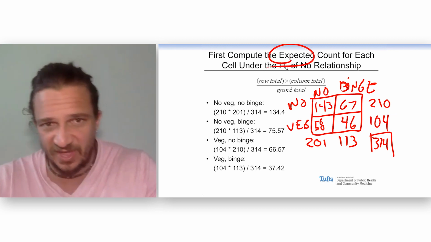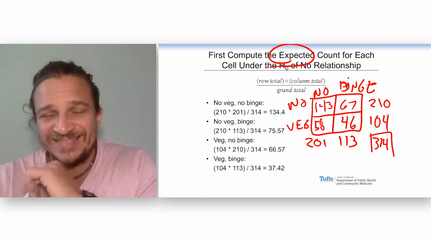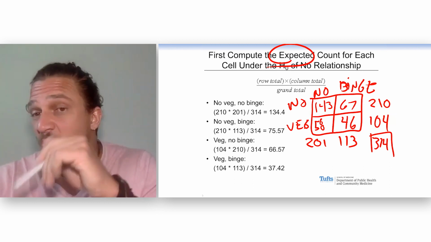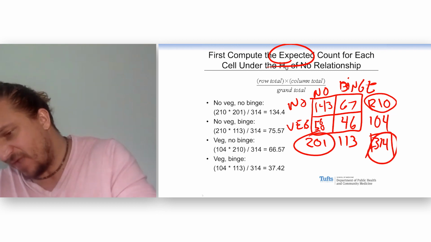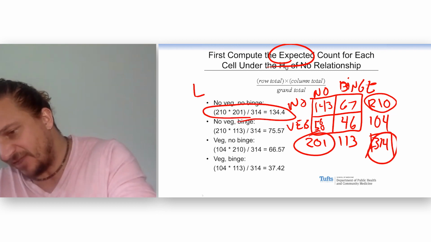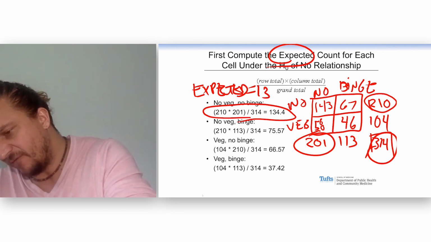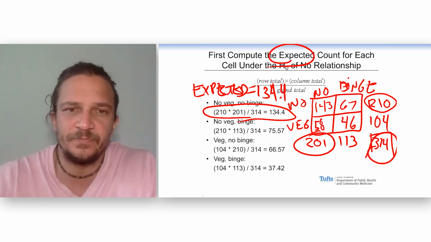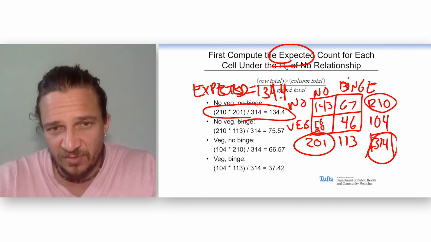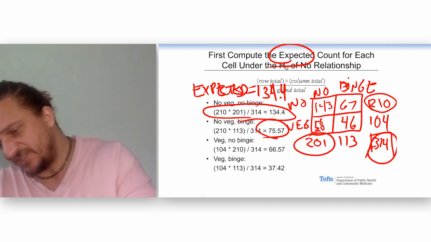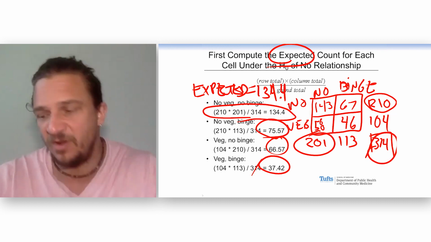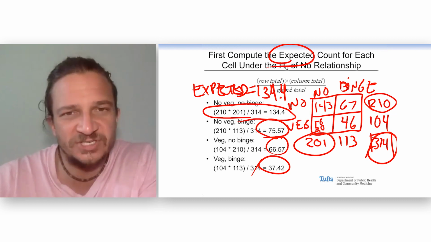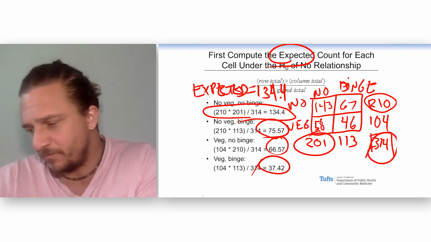To get the expected count, see this number here, 143? That's actually what we observed. But what we would expect to see is row total times column total divided by grand total. That's this. And the expected for that is 134.4. In the next cell, the expected is this, this, and this. I'm not going to bore you with all the calculation, but we can calculate an expected count for each cell. Pause and rewatch that if that doesn't make sense to you.